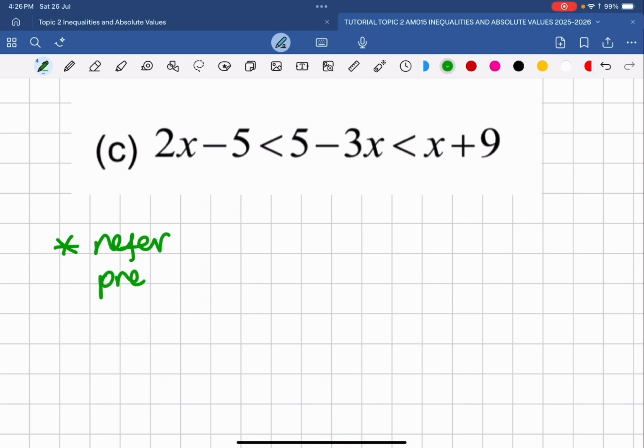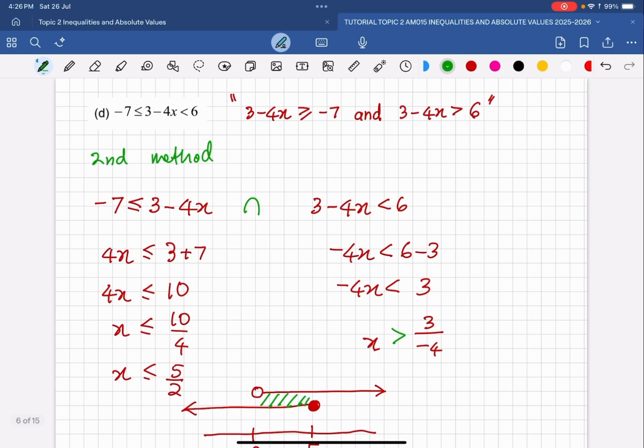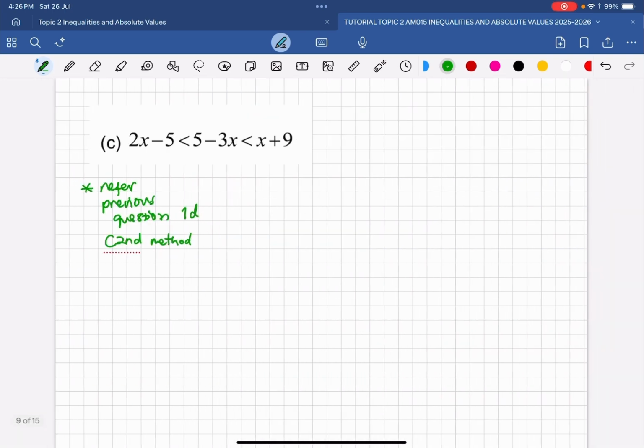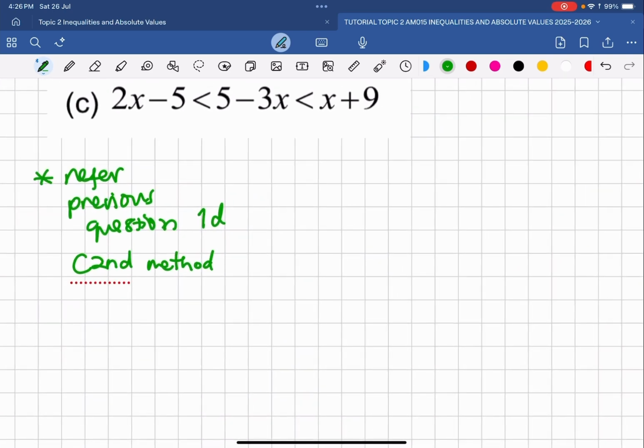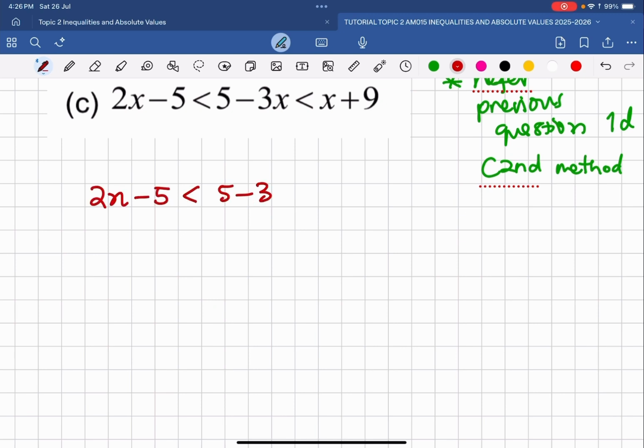Please refer to previous questions for the second method. Which question is that? 1D, I guess. Okay, let us check. Is it 1D? Yeah, 1D. Okay, refer to that one. Alright, now let us copy down the clusters. 2x minus 5, 5 minus 3x and x plus 9.